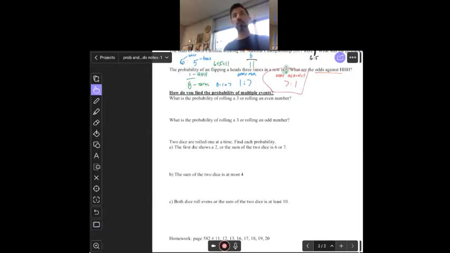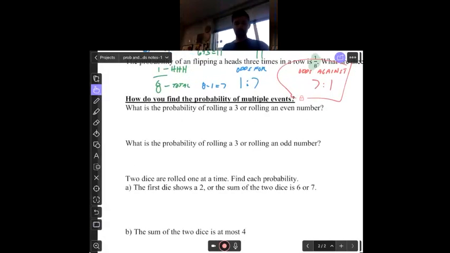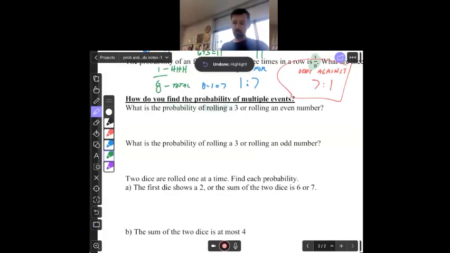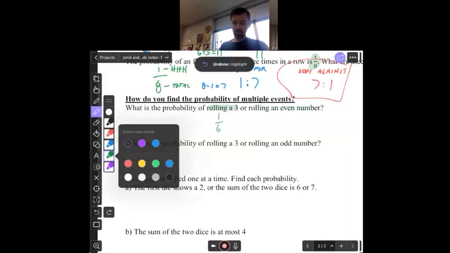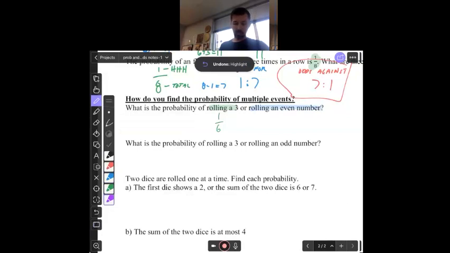Okay, so what about the probability of multiple events happening? How do we deal with that? So what's the probability of rolling a 3 or rolling an even number? How do we figure that out? What is the probability of rolling a 3 on a die? 1 out of 6, okay. What's the probability of rolling an even number on a die? 3 out of 6, okay. So what's the probability of rolling 3 or an even number?